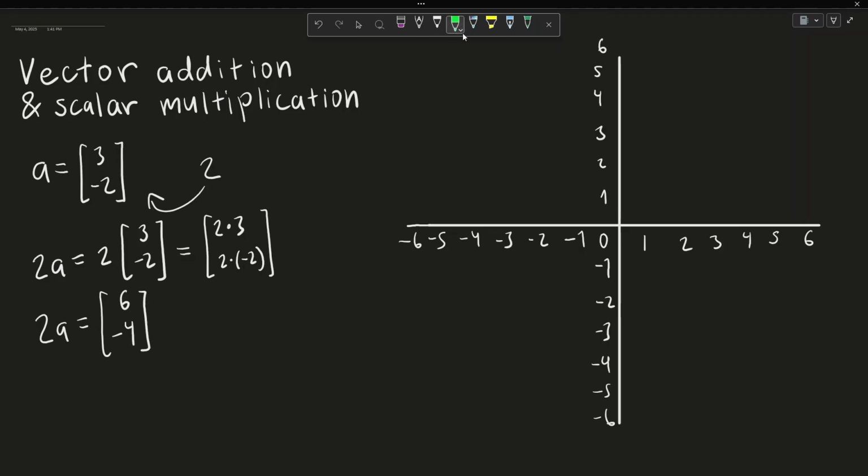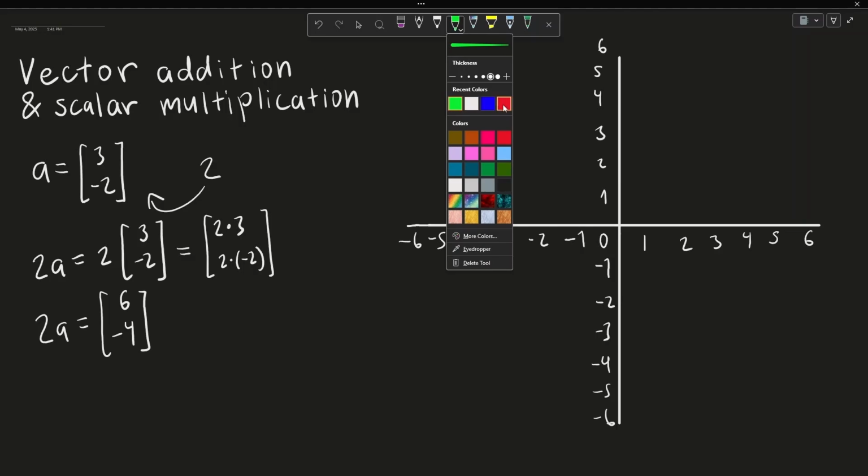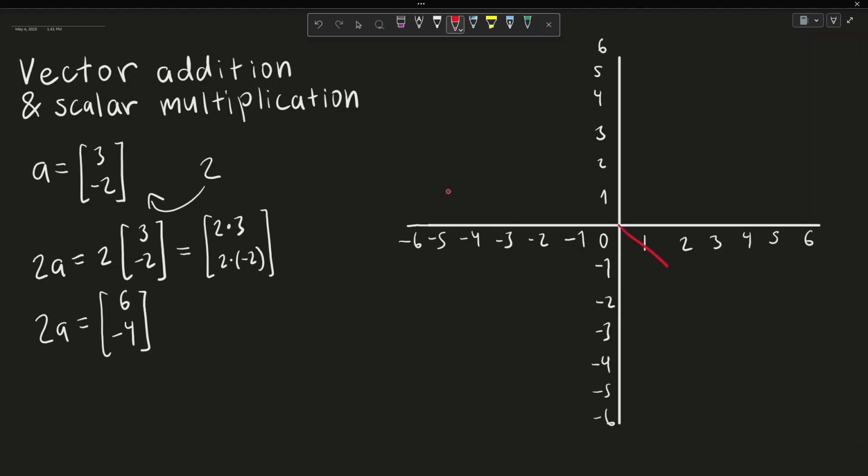Now geometrically, let's say we drew out, let's draw it in red, the original value for A. So we'd find that A is equal to 3 in the x and -2 in the y. So it'd be equal to this vector. So in theory, when multiplying by 2, what we'd find is that this vector that we get from this operation is in the exact same direction, but it's 2 times as long. And so let's see if that property holds.